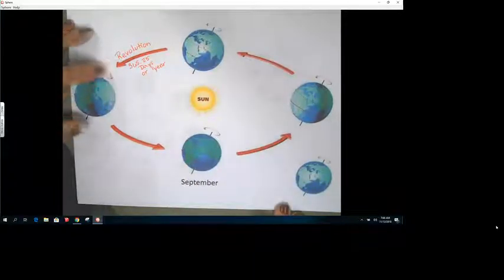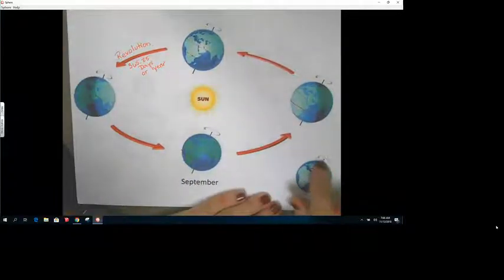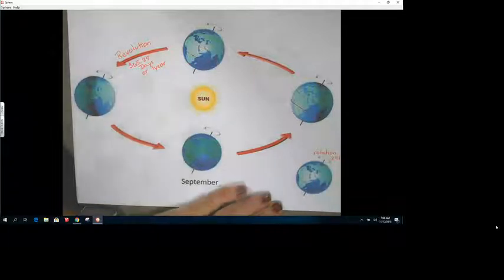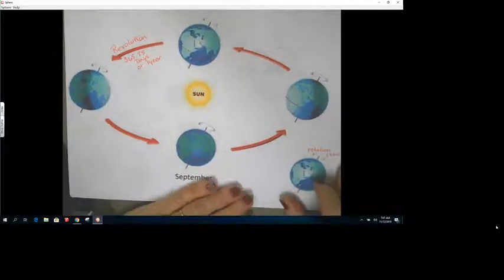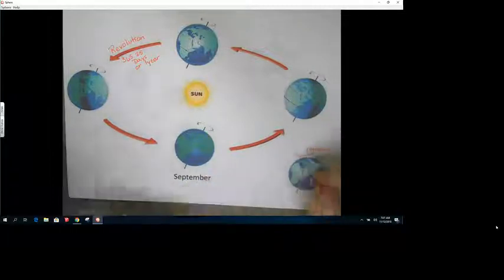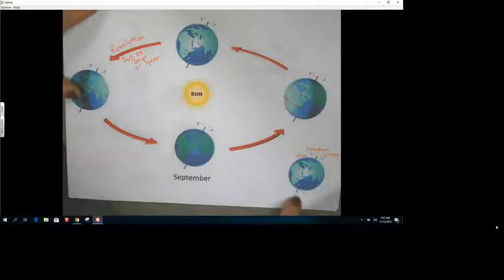Okay. Here we have rotation. Remember that rotation is like spinning. So rotation. And rotation takes 24 hours. Okay. Another word for rotation would be to spin. Alright? So rotation, when the Earth is rotating, it's rotating on an axis.